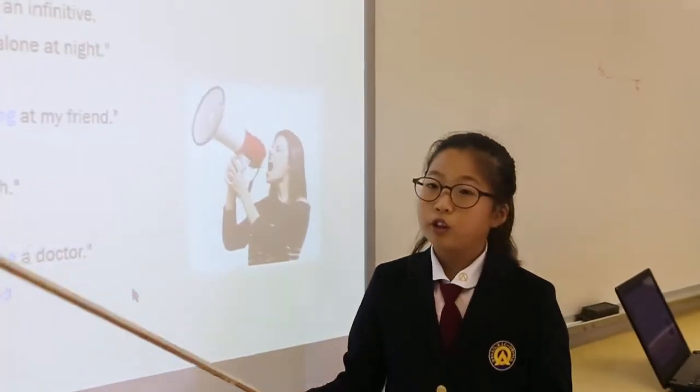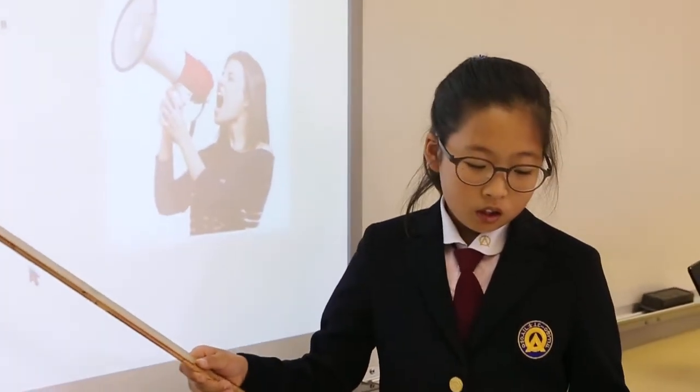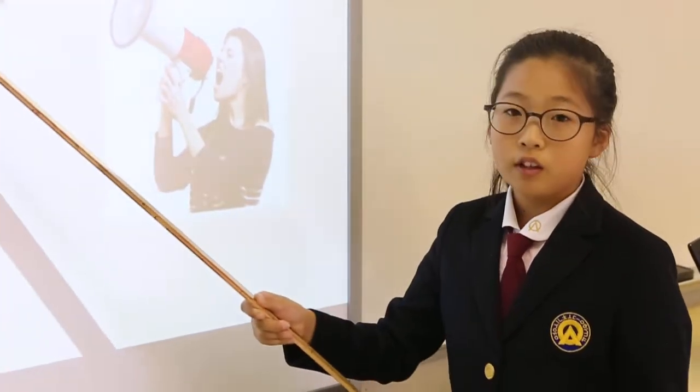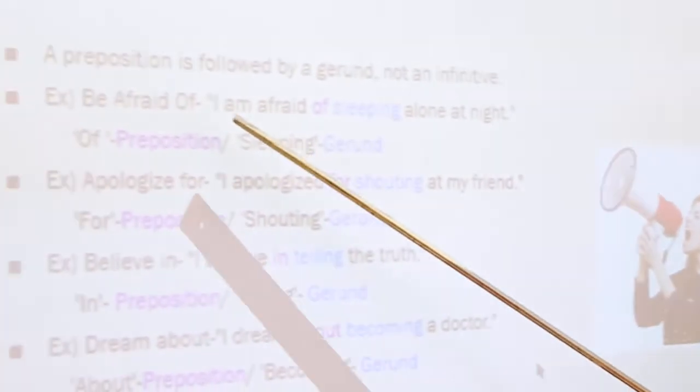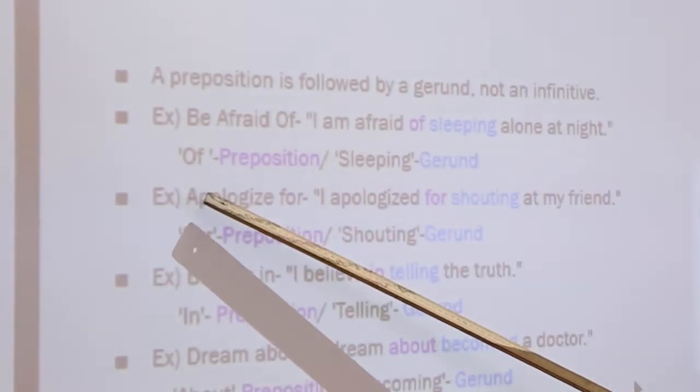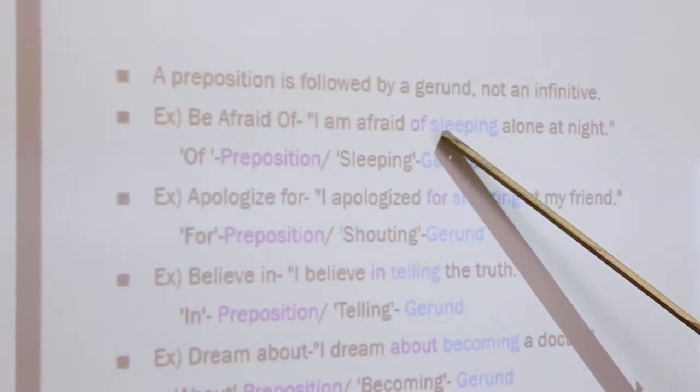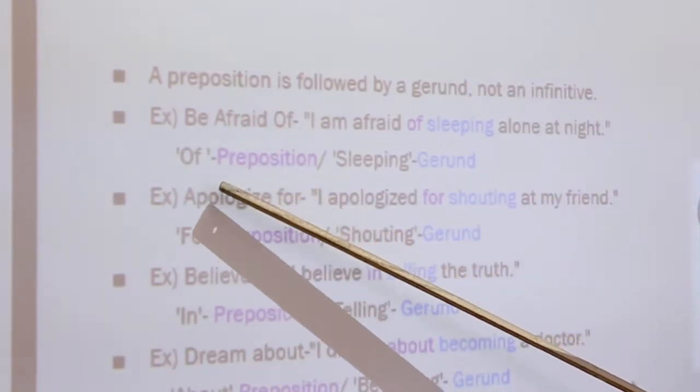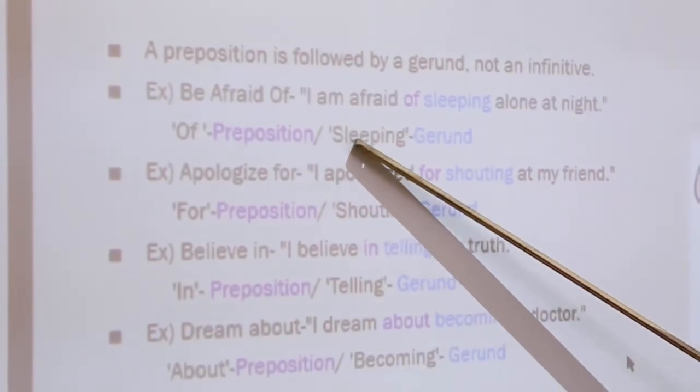Now I'm going to explain how to use prepositions with gerunds. A preposition is followed by a gerund, not an infinitive. For example, be afraid of. I'm afraid of sleeping alone at night. In this sentence, of is a preposition and sleeping is a gerund.